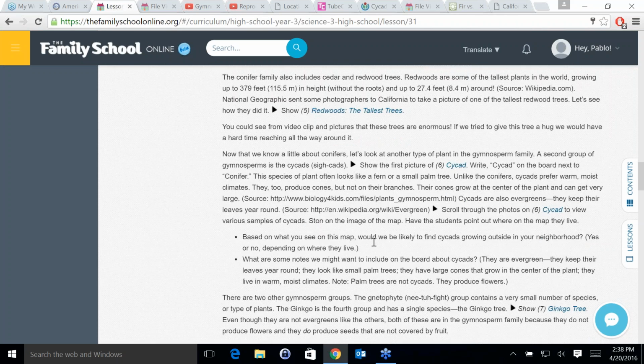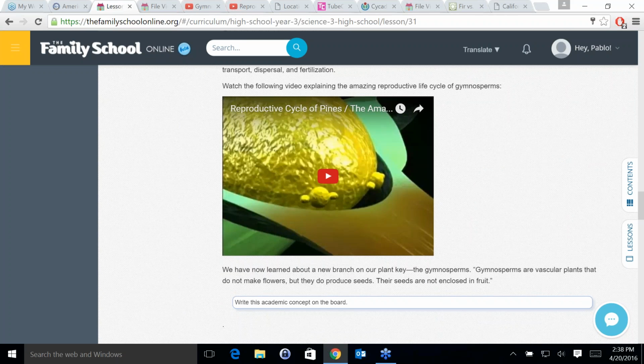Okay. So those are the gymnosperms. We talk about the usage of them, why are they important, why we need to manage them, and how they reproduce. Okay. So are there any questions on that?